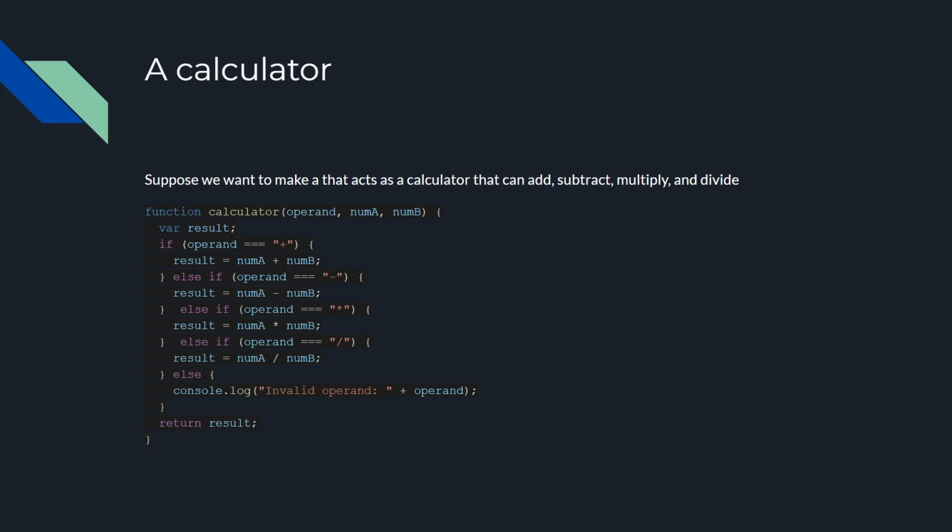So far, this is all things we already know. We have an if statement, and it goes into else if. Depending on the operand, it changes the operation, and then you change the result and return the result.